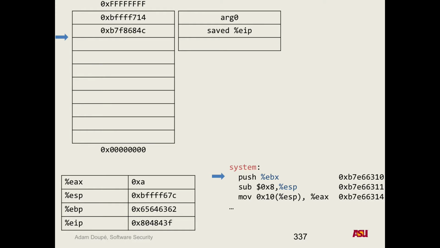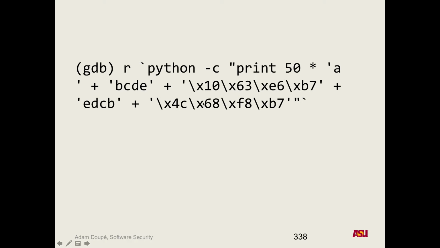We not only want to overwrite the saved EIP with the address of system, we want to create the stack so that when system starts executing, it thinks it was called with the argument of /bin/sh. So to get this arg0, we need to have 4 more bytes in between: the overwrite with the address of system, then 4 bytes, and then /bin/sh. So that's what we're going to try here. We'll do bcde, and we'll do the address of system, then edcb, and then the address of /bin/sh.